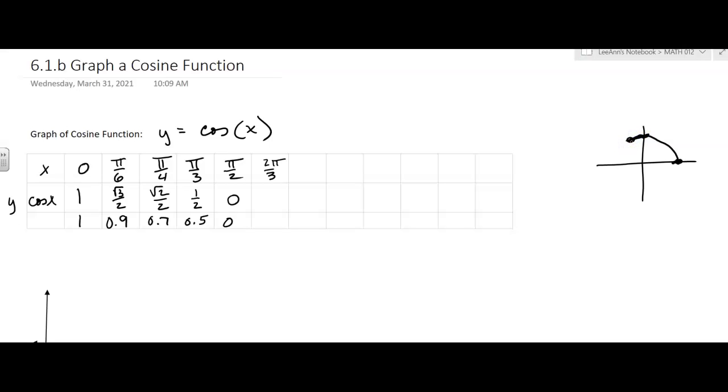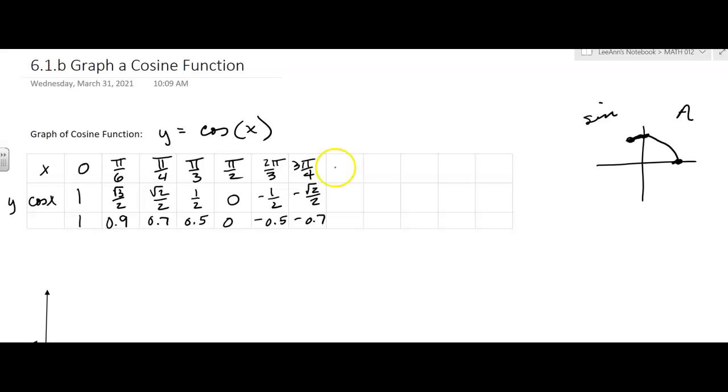And you can see that the cosine's got to be negative, right? So think about your All Students Take Calculus or something like that. Anyway, it's all positive here, and then sine is positive here, but not cosine. So cosine is negative in the second quadrant. So that's going to be negative 1/2, or negative 0.5. And then you're going to have, I'm sorry, 3 pi over 4. And that's going to be the negative square root 2 over 2, which is going to be negative 0.7.